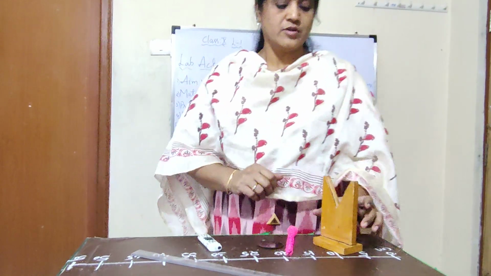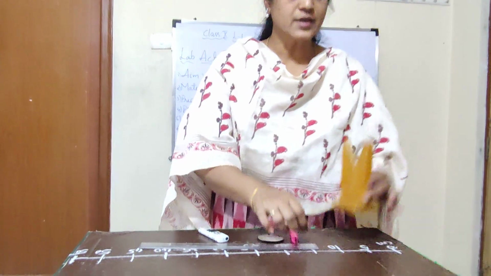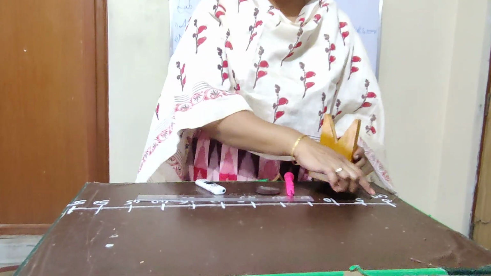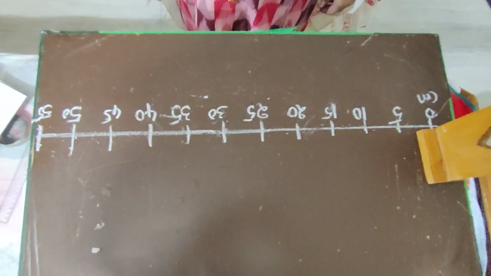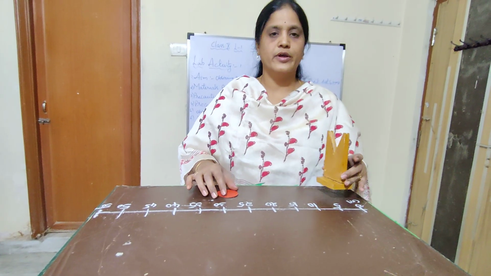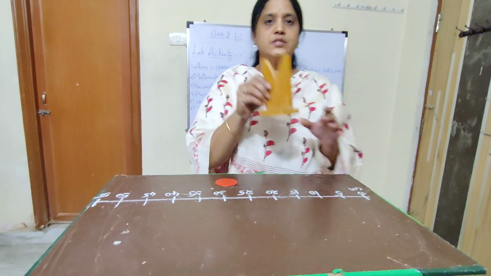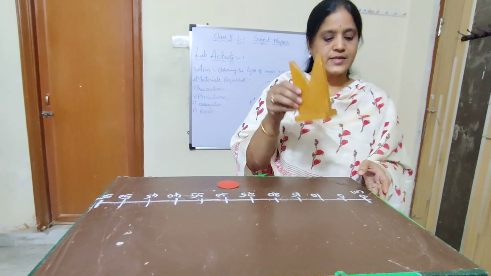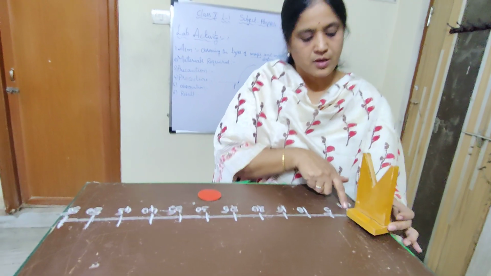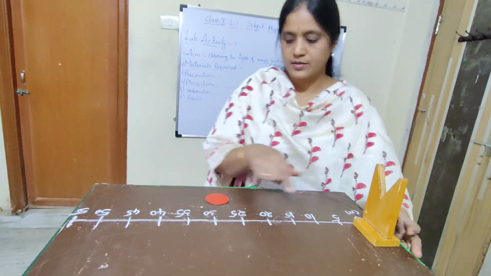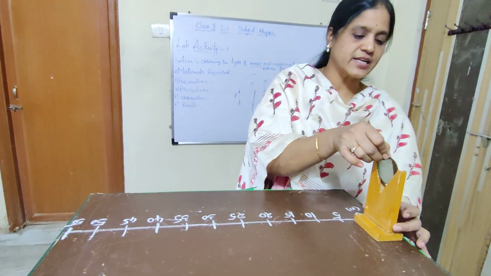Lab activity. First, you take one stand. This V stand. Here you can observe I drew these measurements. Okay, now we'll start with the procedure. How to do this lab activity. First, I have to take this V stand. I am placing it here at the 0 value. And this is the concave mirror, and place it in the V stand like this.